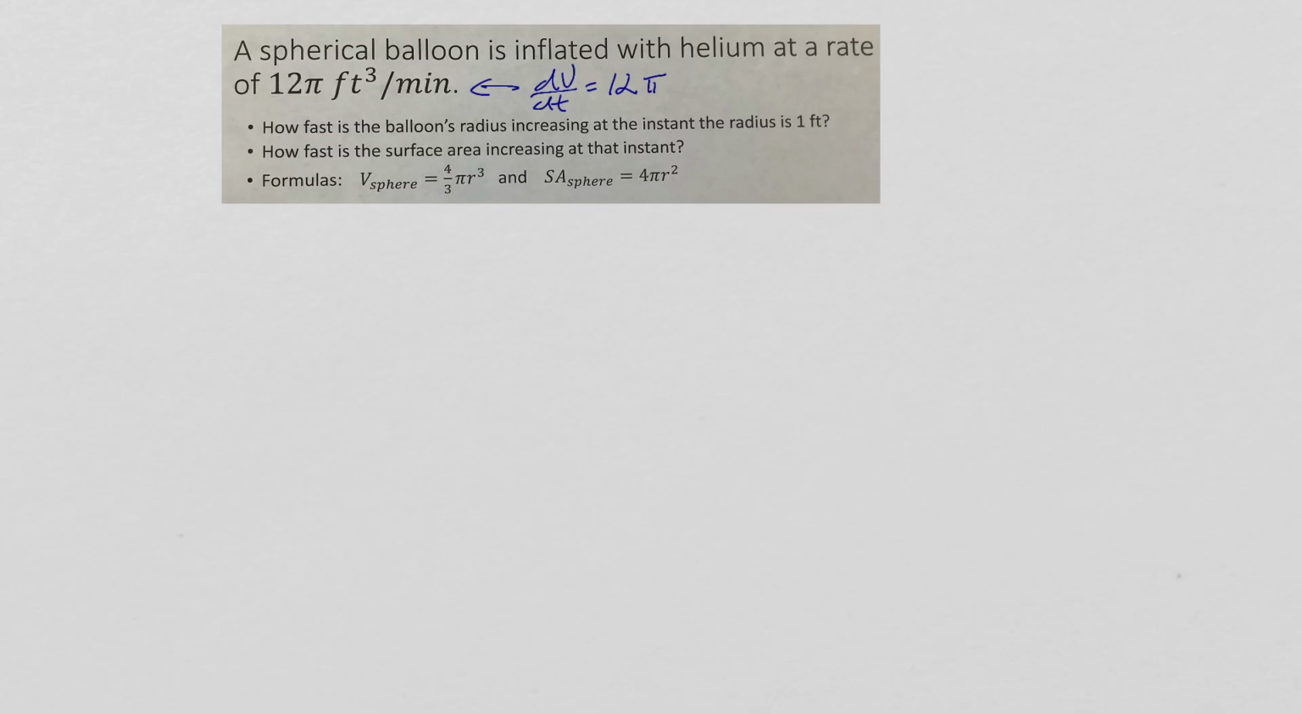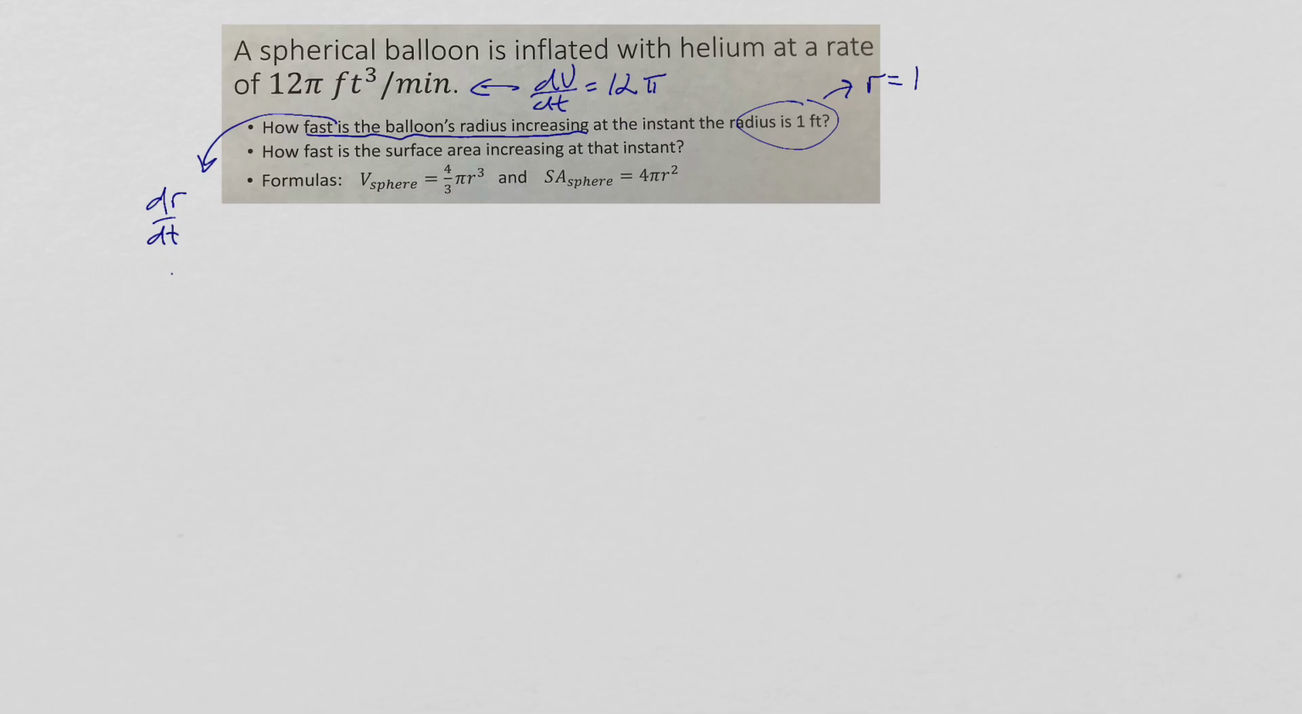In the first question, they want to know how fast the balloon's radius is increasing when the radius is 1 foot. So I know that the time I care about is when r is equal to 1. And how fast is the radius increasing? They're asking for dr over dt. So I'm working with two variables here: volume and radius.